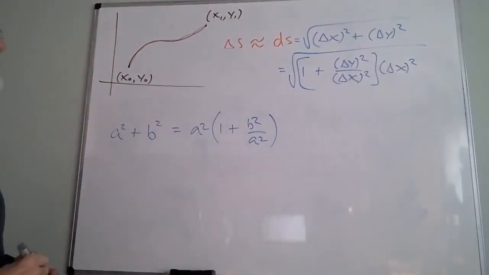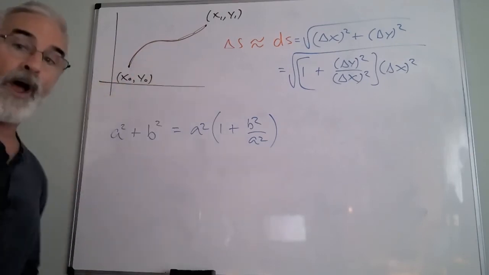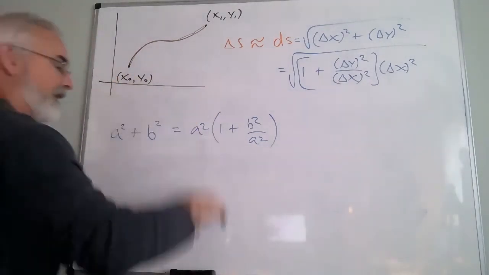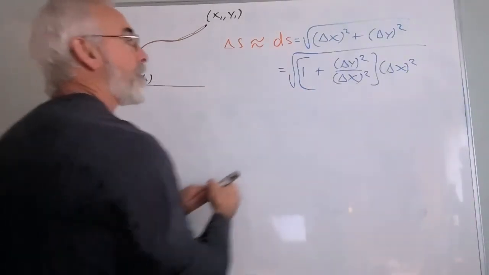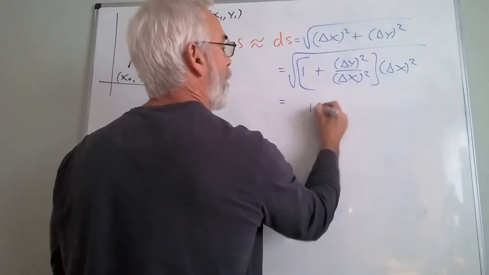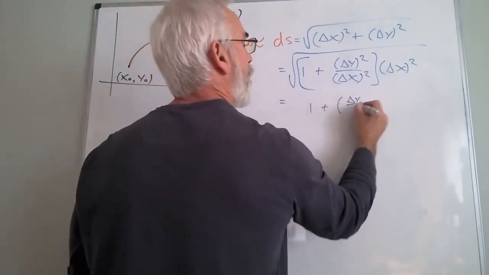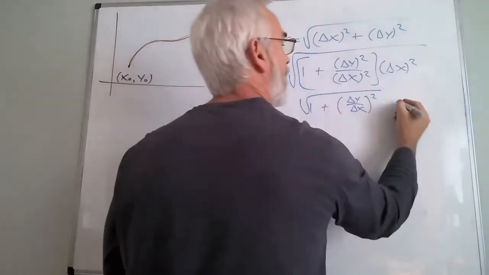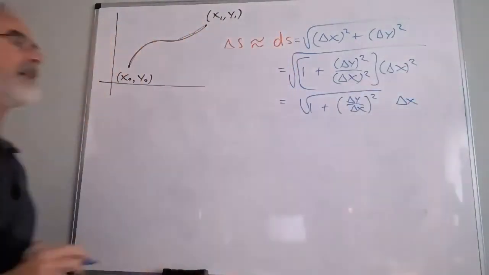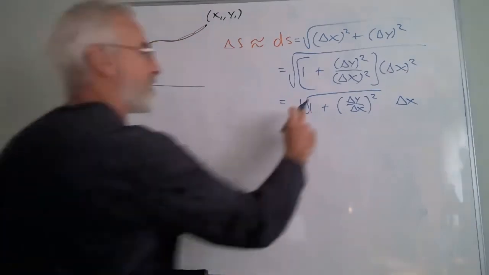Okay, delta x isn't 0. In fact, delta y could be 0, but delta x can't be. I'm moving left to right here. So I've got that, but then what's this? This would be 1 plus delta y over delta x quantity squared, all under the root, all times delta x. Make sure you can see this easier.